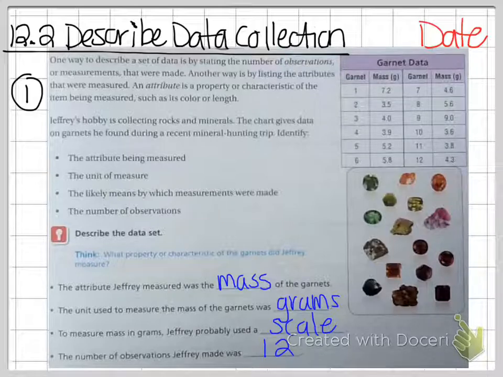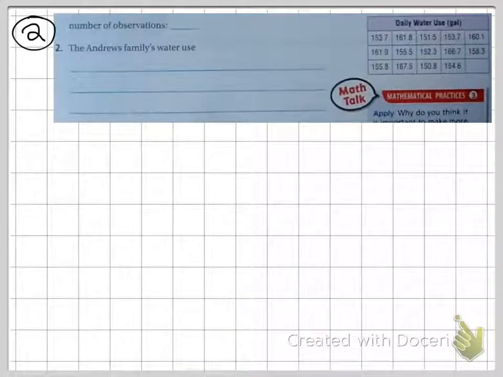Let's move on to our last example problem. Here we are given the Andrews family's water use. So let's start off by listing what we need to collect, which is the attribute. And again, attribute is the characteristic of the set of data.